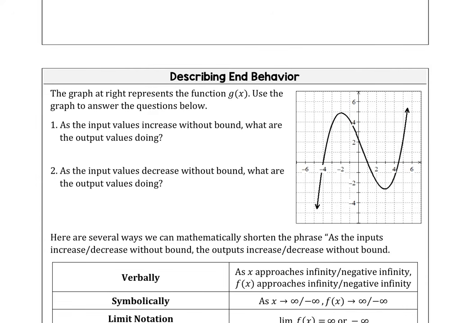And as the input values decrease, so as we move to the left, what are the output values doing? The further left we go, the further negative. So these values are decreasing without bound.